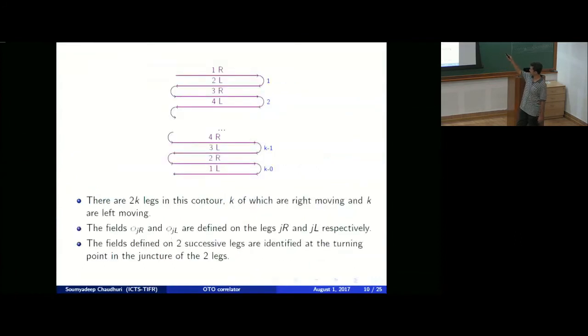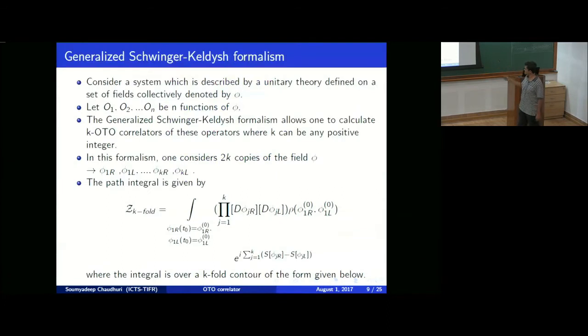The path integral is basically this: on each of the legs in the contour you define a copy of the field, and you identify the fields on two successive legs when they are joined by a turning point, and you put an insertion rho at some time t0, where you put an insertion rho and you integrate. You can add sources corresponding to each of these fields, or more generally you can add sources corresponding to operators which are functions of fields, and by differentiating with respect to those sources you will get the corresponding correlation functions.